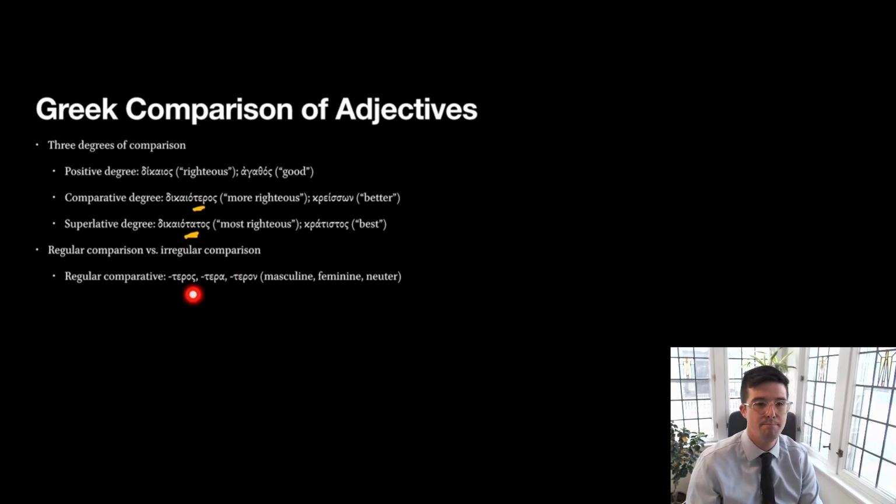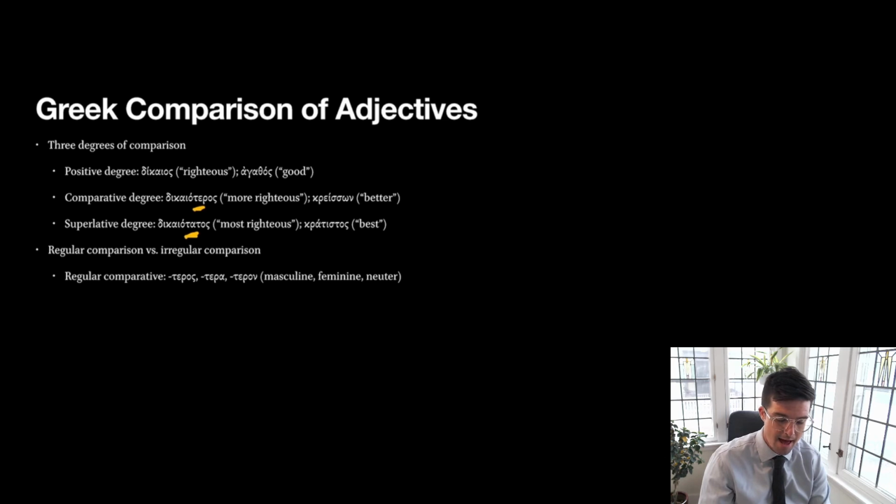So our regular comparative is going to be teros, tera, teron. And this corresponds to the masculine, the feminine, and the neuter forms. So these are the different terminations or the different endings for a comparative adjective. And notice, because these are comparative adjectives, they're going to change not only for their gender, so these are representing the different genders in the nominative case, but they're also going to inflect for different cases and number. And we'll see what that looks like in just a moment here. So it's not as if there's only 3 forms of this comparative adjective.